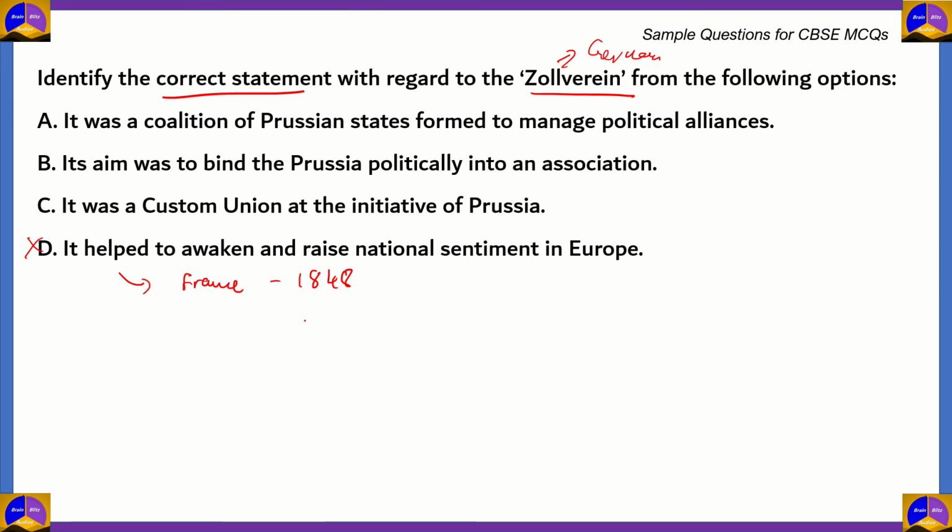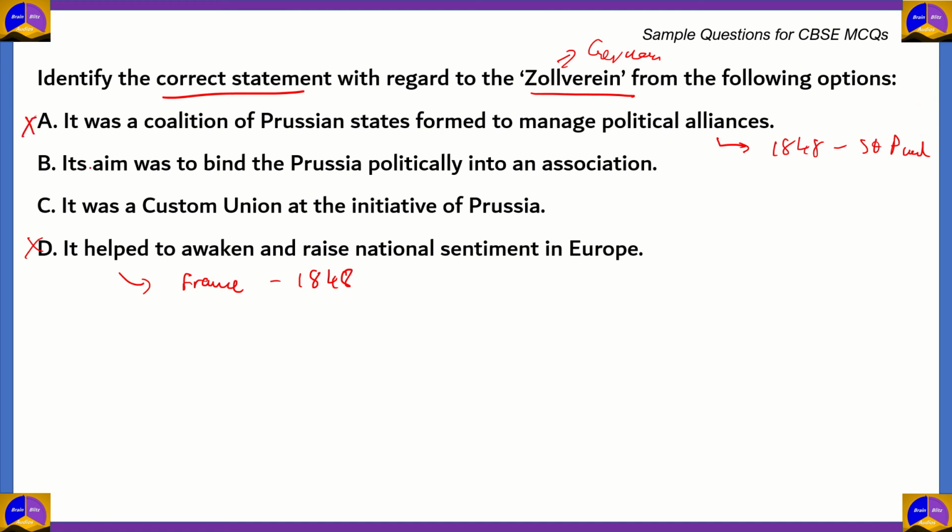National sentiment was raised by France in 1848. Now, a coalition of Prussian states formed to manage political alliances. This was done in 1848 again at the Church of St. Paul. This was the Frankfurt Parliament, so therefore option A is incorrect.